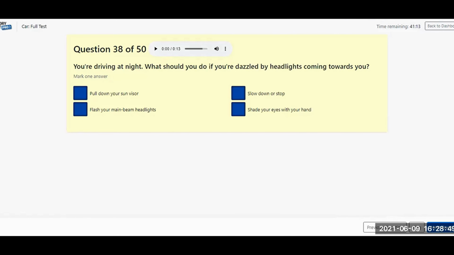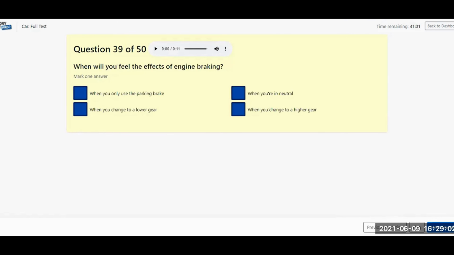You are driving at night. What should you do if you are dazzled by headlights coming towards you? Exactly. So you should slow down and stop, because otherwise you cannot see properly, you cannot decide things properly.